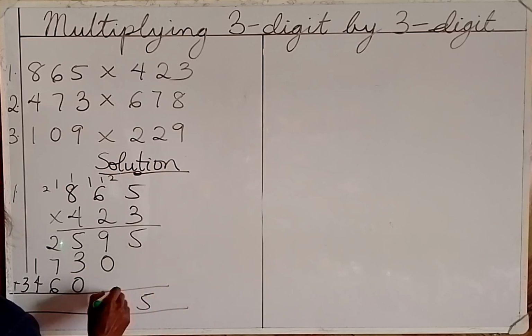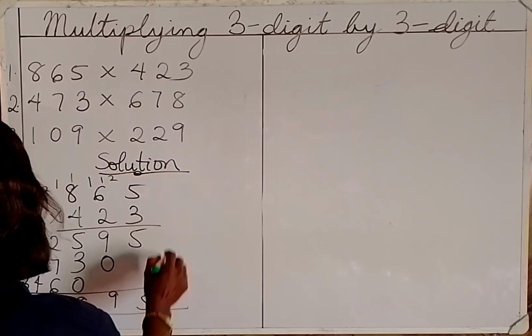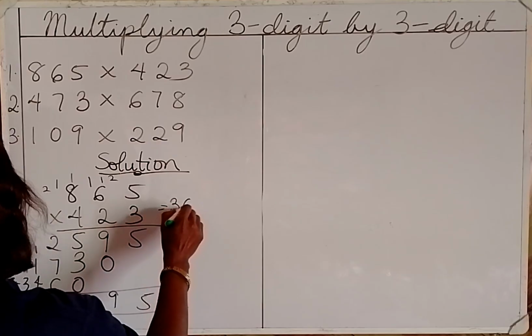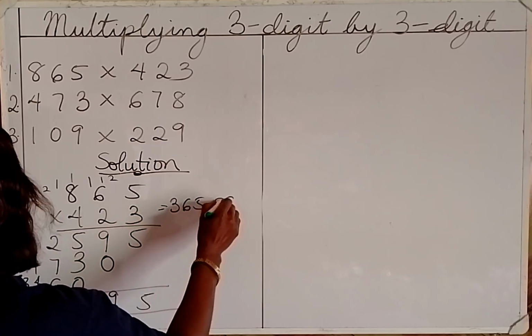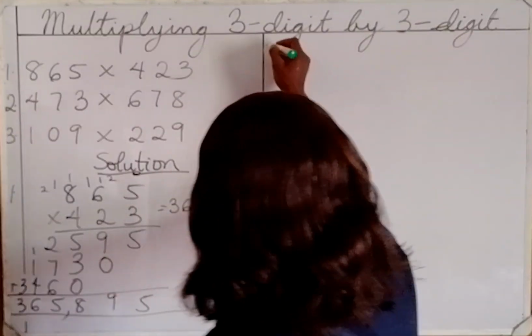So we have 5, 9. 5 plus 3 is 8. 2 plus 7 plus 6, that's what? 15. 1 plus 1 plus 4 is 6. And then we have 3. Then our answer is 365,895. And that's that for the first question.